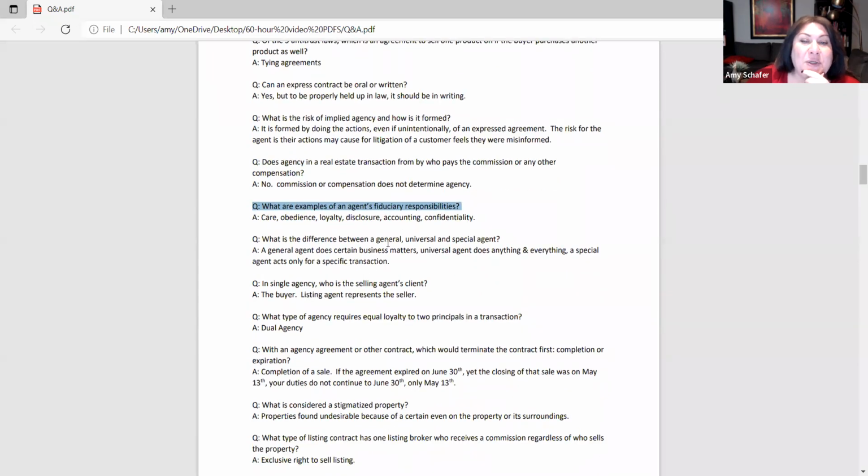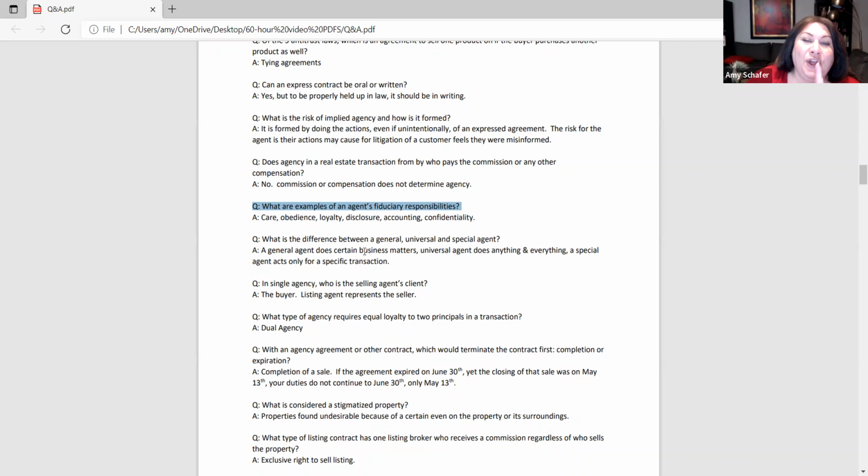What is the difference between a general, universal, and special agent? And I will say, if we're really being picky, I should have put this in the order of special. Universal means you can do anything and everything on behalf of the owner. It might be an asset manager, or it might be a power of attorney.